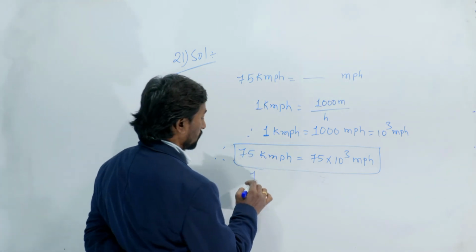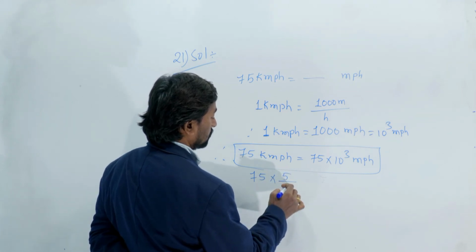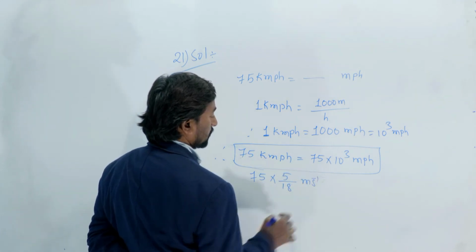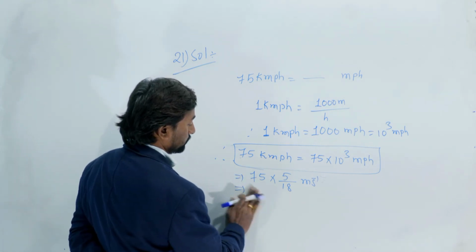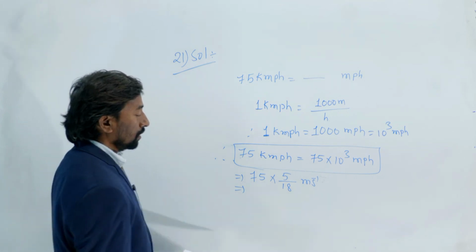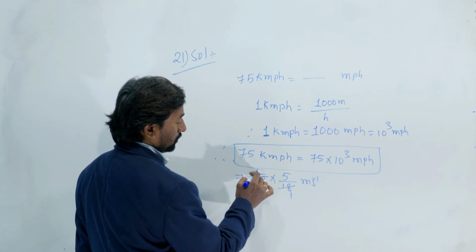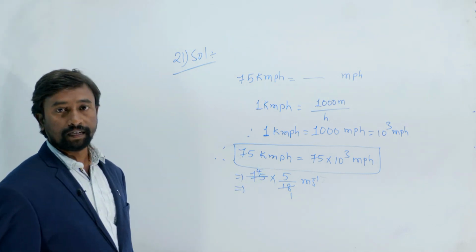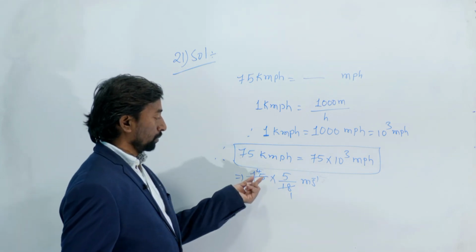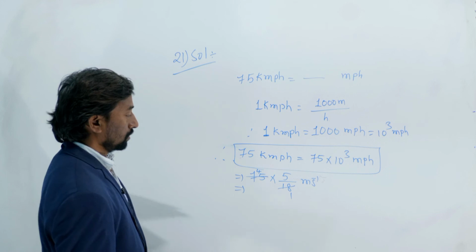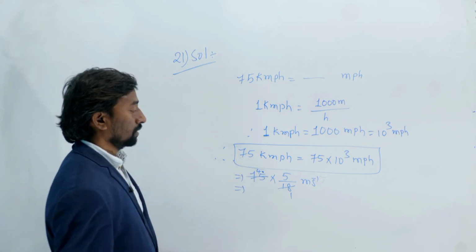So now if you convert into meter per second, we know that 1 kilometer per hour is equal to 5 by 18 meter per second. Now if you calculate, 75 divided by 18. 18 fours are 72, and 3 remains. So 3 will not go, we should put a point here, so 30 will come.